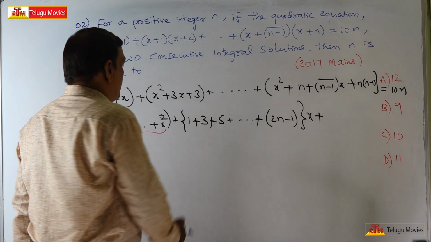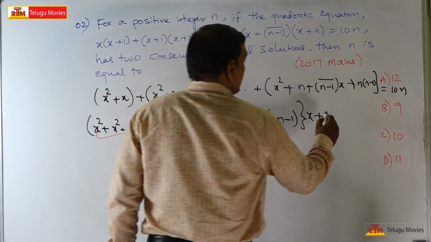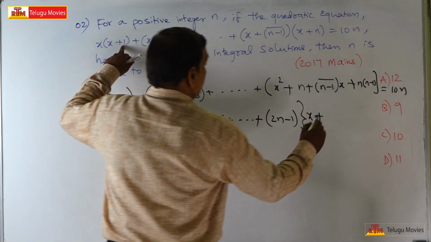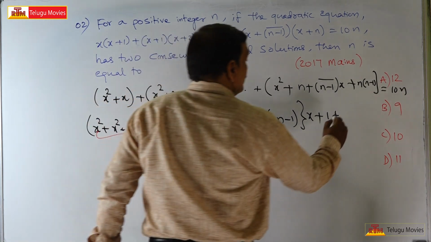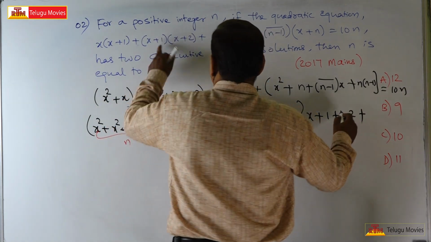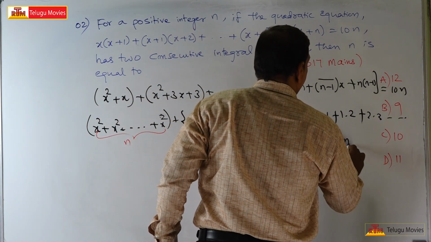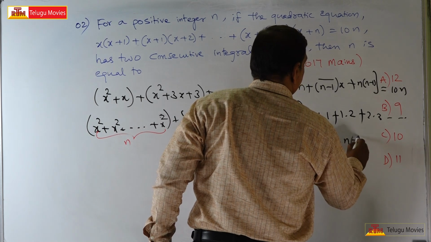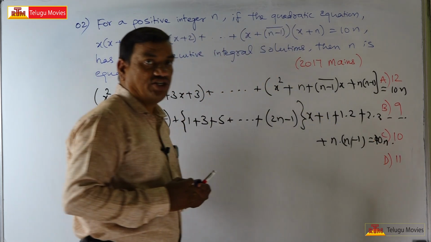Coming to constants: here 1 is there, so the constant term is 1, plus next 1 into 2, plus next 2 into 3, and so on. The last constant term is n into (n minus 1). This is equal to 10n. Understand?